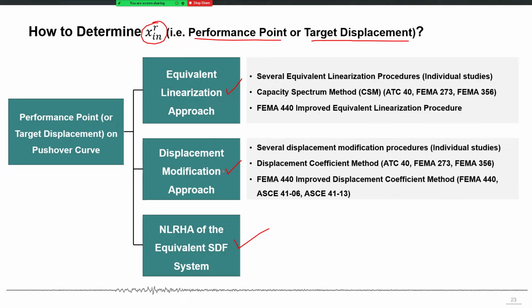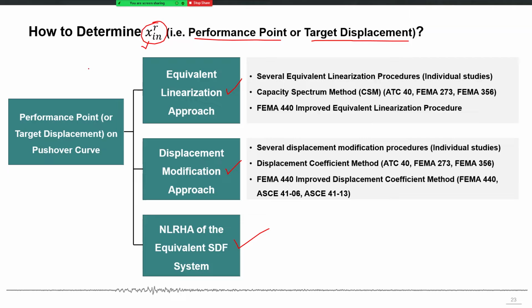The displacement modification approach, as the name indicates, is based on modification of elastic displacement to directly get the inelastic displacement. See, your ultimate objective is to determine XRIN. It is defined as the maximum roof displacement which your structure is going to experience in case of future earthquake.